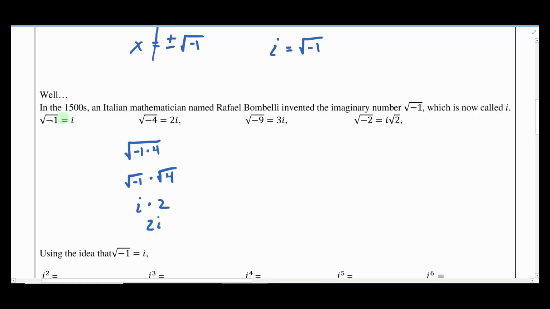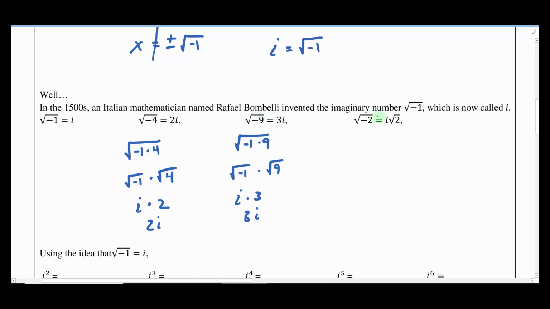Keeping in mind that i is really the square root of negative 1. Okay, so we can say the square root of negative 4 is actually 2i. And we can do the same thing here. We have the square root of negative 9. Well, I can rewrite the square root of negative 9 as negative 1 times 9, and then separate them, right? So the square root of negative 1 times the square root of 9. We know the square root of negative 1 is i, and the square root of 9 is 3, and i times 3 is simply 3i. And that's why the square root of negative 9 is 3i.